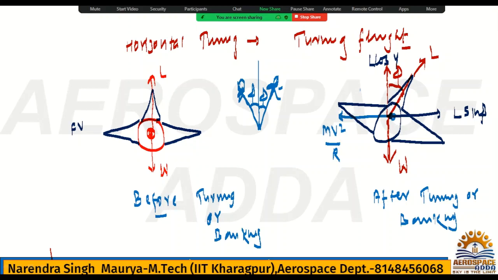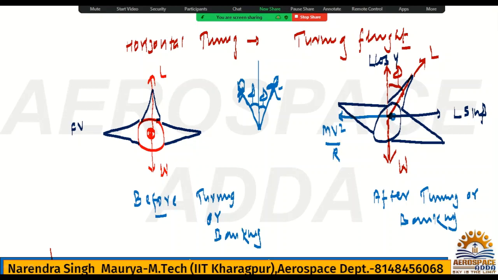If turning is there, then definitely banking is there. Without banking, turning is not possible. That's the reason it is called banked turn. It is called banked turn. Hope you understood this. Now you have to balance.